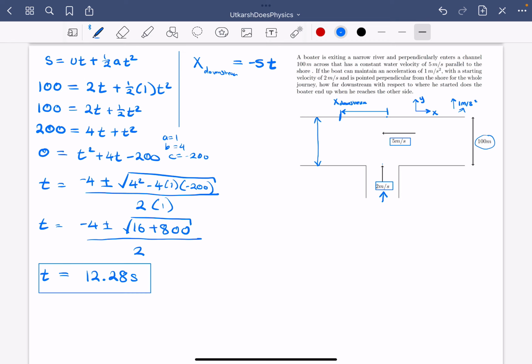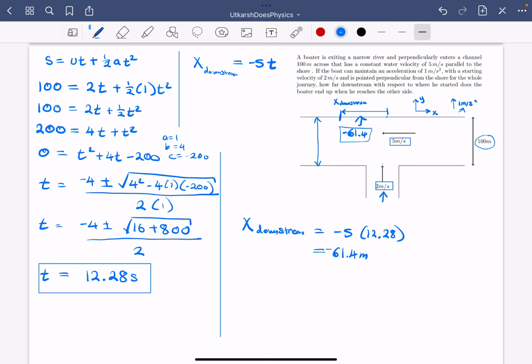And we're going to use this time in our x equation to find out how far the boat goes downstream. So great. Therefore, x downstream is equal to 5 times the time it takes. So minus 5 times 12.28 seconds. So therefore, we have minus 5 times 12.28 is 61.4 meters negative. So we find that this value here is minus 61.4 meters. And that is the solution that we want.